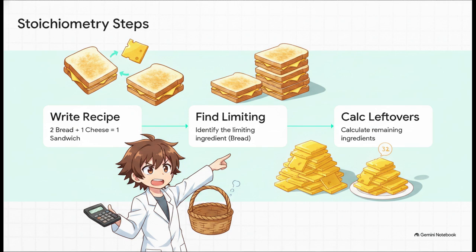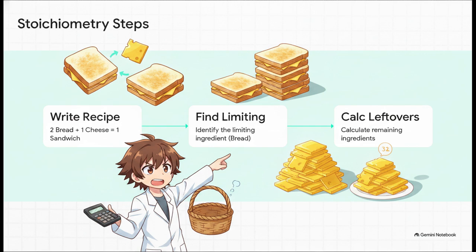Step 1 is writing out your recipe. In chemistry, that's your balanced equation. So 2 slices of bread plus 1 slice of cheese yields 1 sandwich. Now, step 2, identifying that limiting ingredient. If you need 2 slices of bread per sandwich, well, your 16 slices of bread will only make 8 sandwiches. You are completely out of bread.